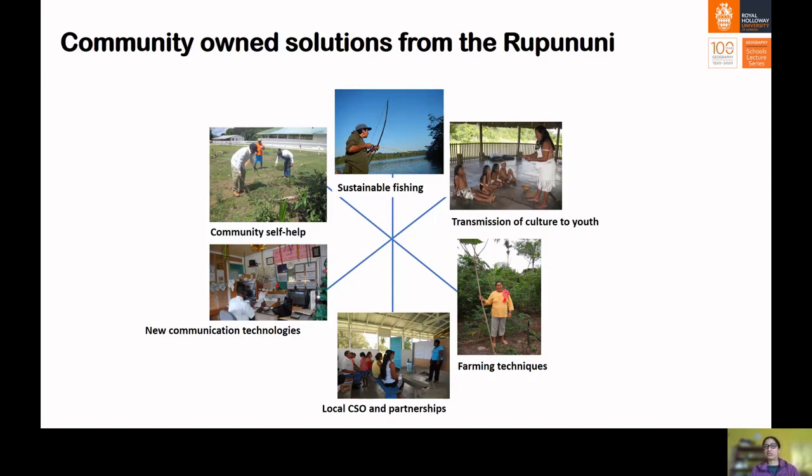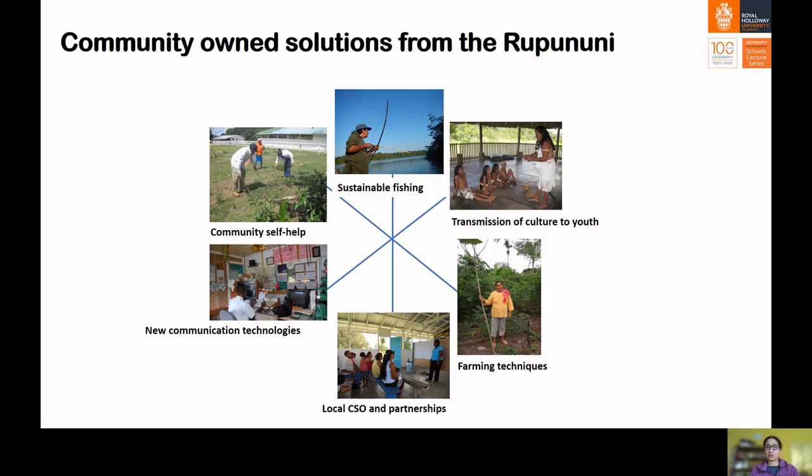You also have transmission of culture to youth. They want to make sure that future generations are also learning about the culture and their traditional knowledge. So they have different ways that they teach young people. A lot of it is by practice, by doing, so actually accompanying older people to the farm or fishing or wherever it might be. But they also have other ways within the community that they teach young people different aspects of their culture.